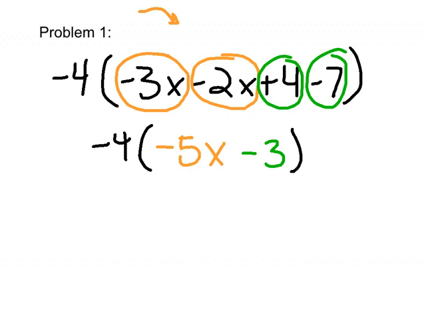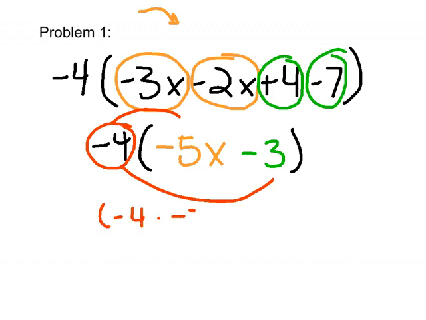Now that I've done my combination, or in other words, now that I've simplified what's inside my parentheses, I will distribute my negative 4, which gives me negative 4 times negative 5x, negative 4 times 3, and of course, the negative, connecting them right here, just comes down. Now let's simplify and have the problem be done.